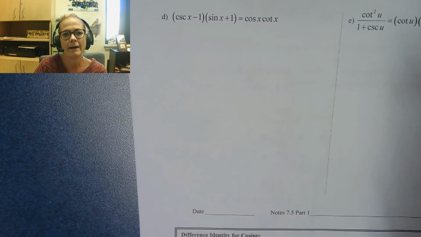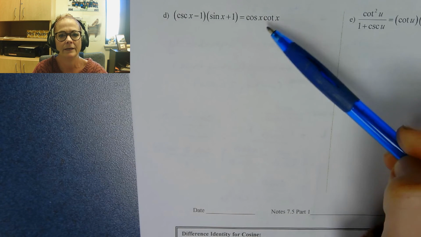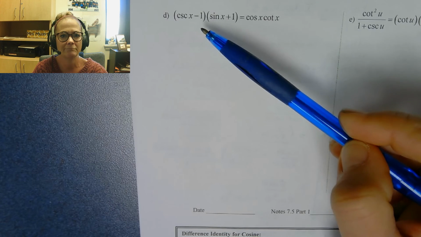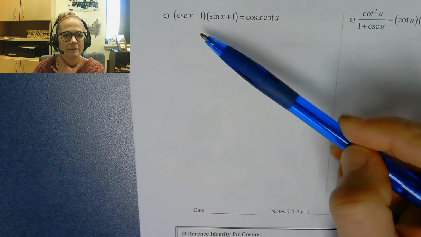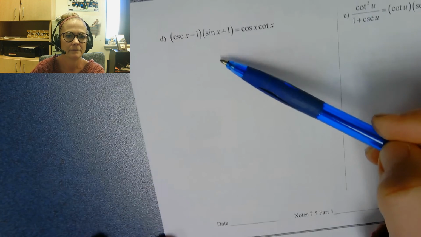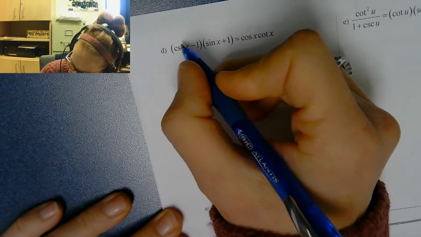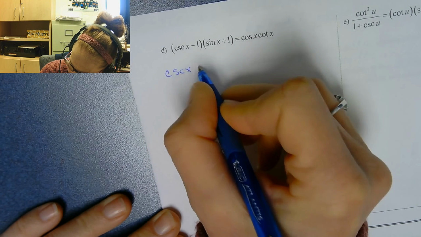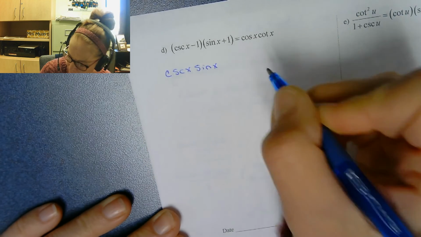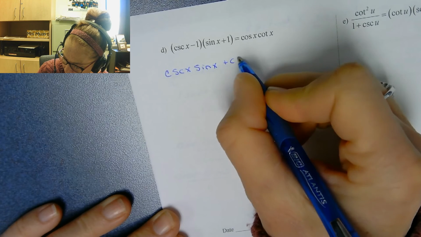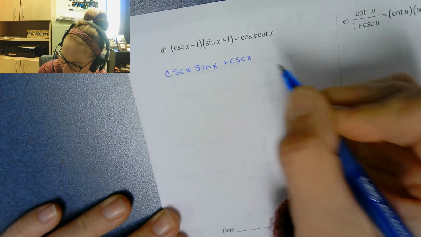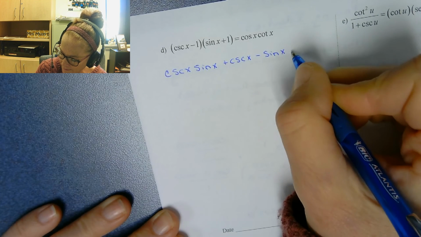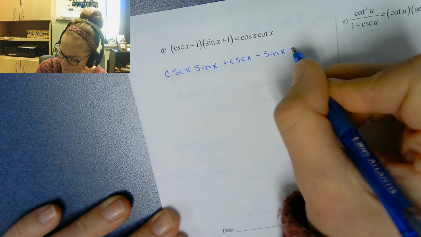On this one, my first thought would be, let's see what I can do on this side here. My first thought would be like, let's do the math. Let's just FOIL this and see what happens. All right, so let's FOIL it. F would be cosecant of x times sine of x. Outer would be plus cosecant of x times 1. Inner would be minus sine of x. And last would be minus 1.